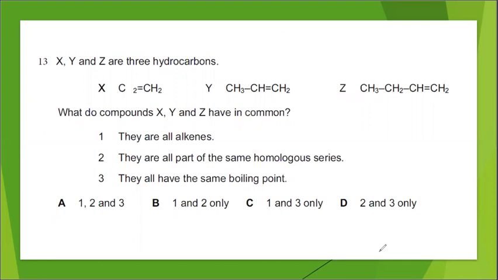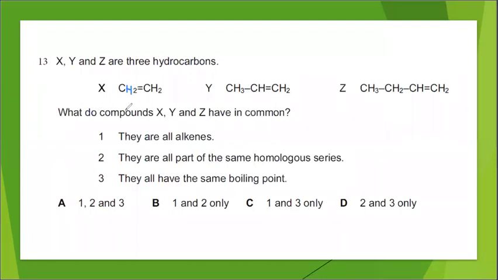X, Y, and Z are three hydrocarbons. Something's missing from X, a hydrogen should be right here. So CH2=CH2, Y, CH3CH=CH2, and Z, CH3CH2CH=CH2. They ask you, what do compounds X, Y, and Z have in common? So don't overthink it, guys. Ask yourself, what is present in all of them?